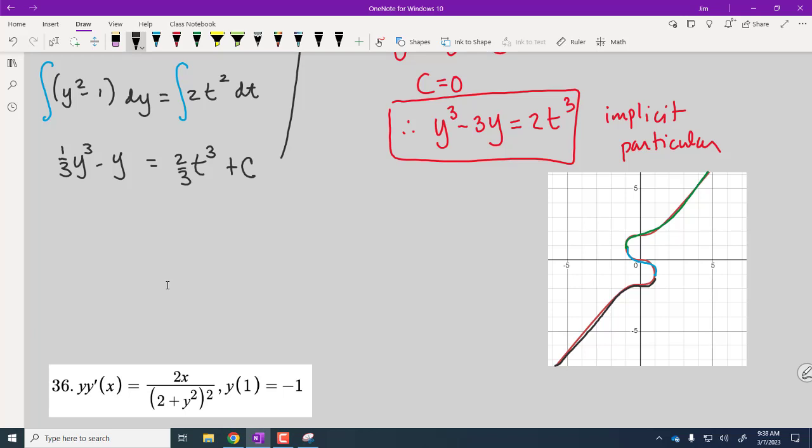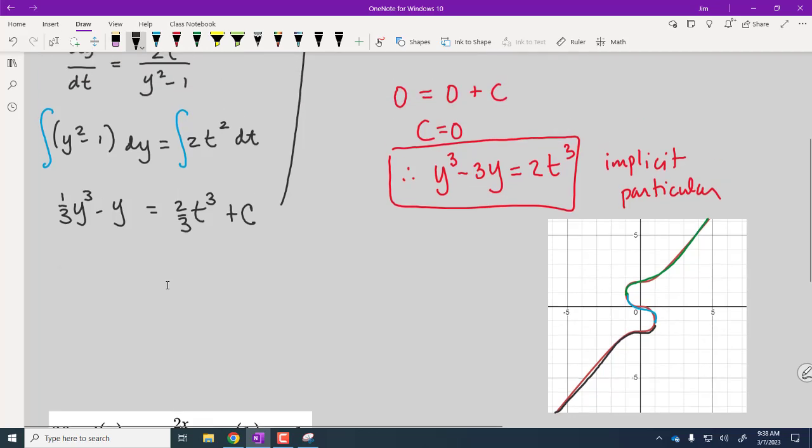That curve cannot be broken apart into its component functions. You will not find y equals blah, blah, blah for the green, the blue, or the black. Can't do it. It's not going to be possible with this to find explicits there.